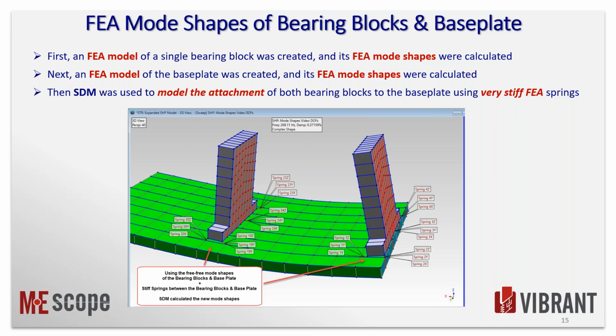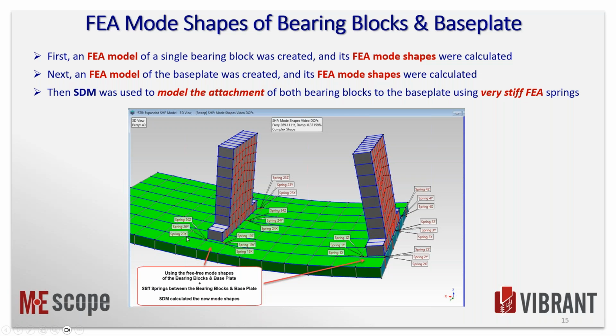Then I just geometrically added in MEscope the two bearing blocks to the base plate, and I connected them together with very stiff 3D spring elements. This is SDM now doing this. And you can see I don't even need the points to match up between the bearing block and the base plate, which is an advantage of SDM because it only works with mode shapes and elements like these springs.